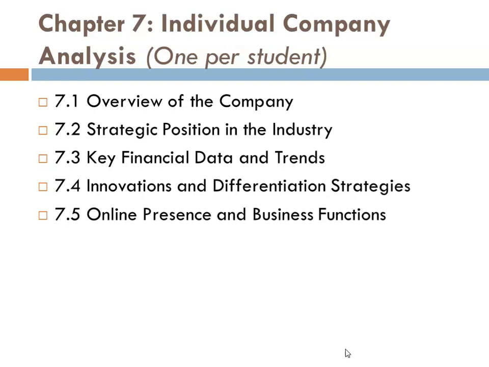Then lastly, online presence and business functions. So websites, e-commerce, digital marketing strategies, social media impact. Most of the companies, 99%, have their social media accounts, and customer engagement tactics. How digitalization has improved their business operations, that you can include. So online presence and business functions you can include in chapter number 7. This chapter provides a deep dive into the selected company, focusing on its financial health, competitive standing, and innovation strategy.